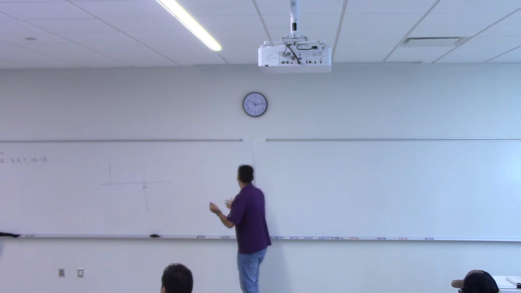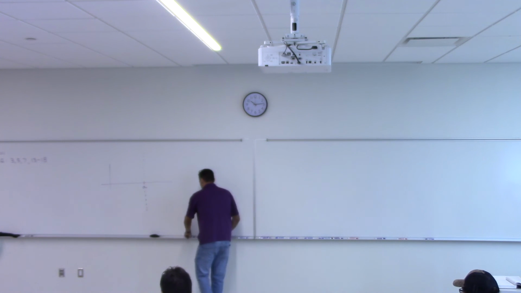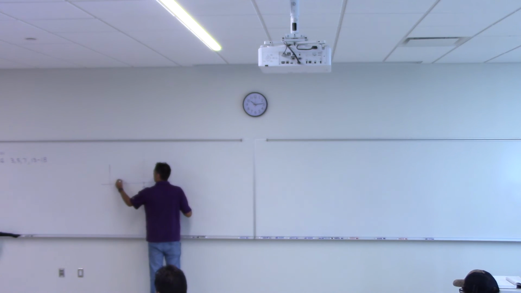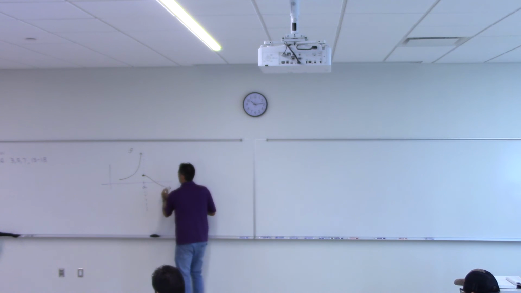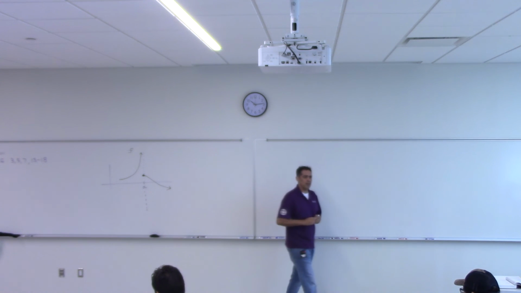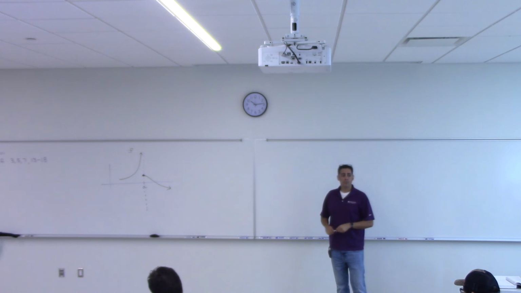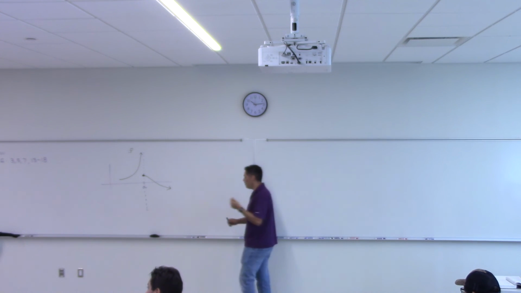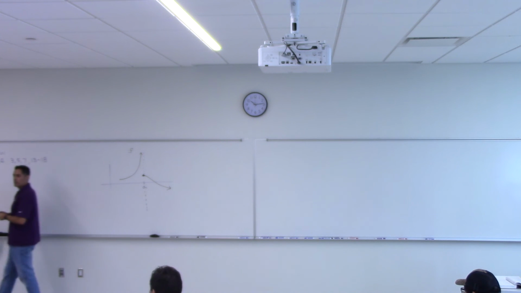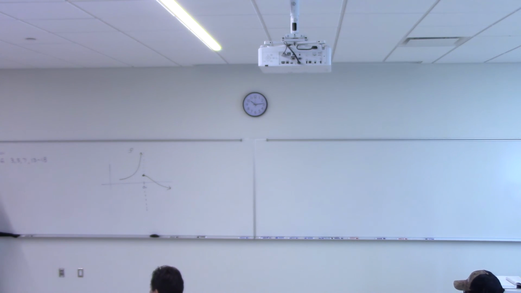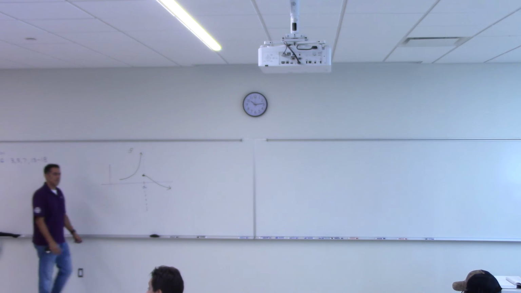So let me show you something. What if I draw this? Here's the function, f. Does this function have a vertical asymptote at a? Yes or no? It approaches a from the left, yes. Does it have a vertical asymptote? I'm not saying left or right. I'm just saying, does it have a vertical asymptote? Yes or no? Yes.